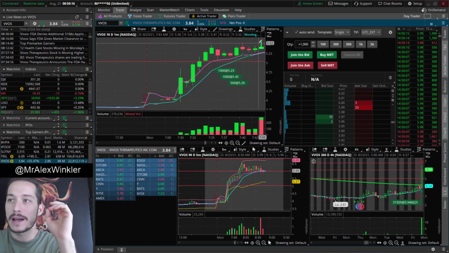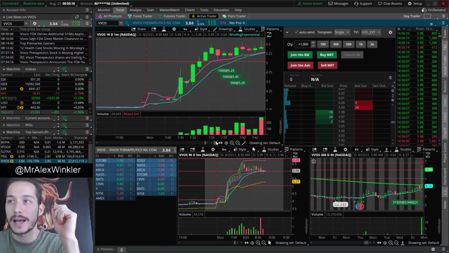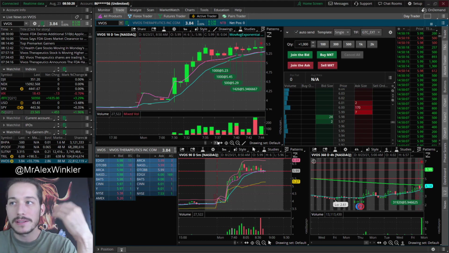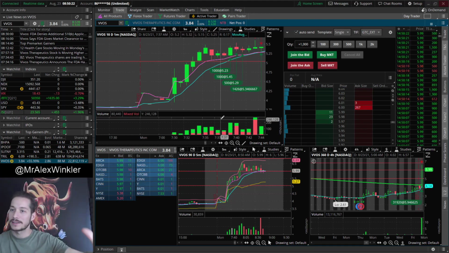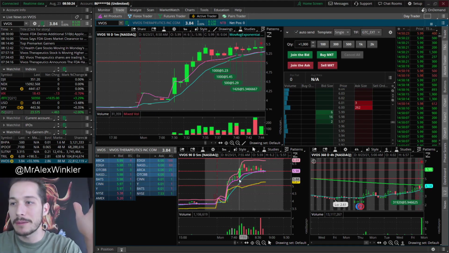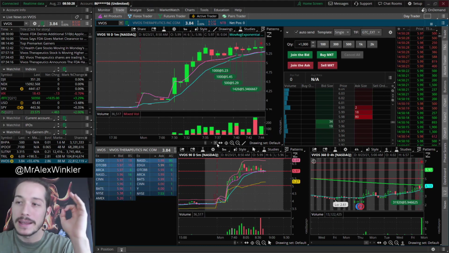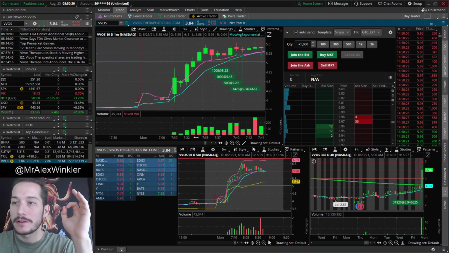You can see we instantly got a reverse hammer candle, which is a bearish sign. But I was like, hold on, Alex. Look at the 5 minute. We're still in an uptrend. We were still in a nice uptrend. So what I do, I buy again. I buy right here around 1,500 shares.